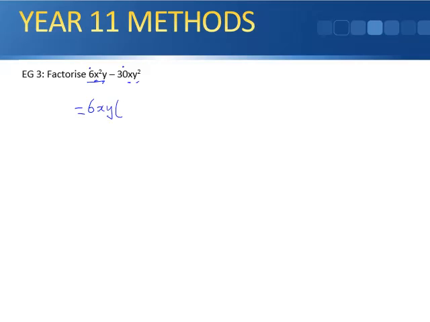What are we left with in the first lot? First term, we're left with an x. There's nothing else. The minus is still there. In the second one, well, 30 divided by 6 gives me 5. The x is gone, and there's a y left. So that's that one factorised.